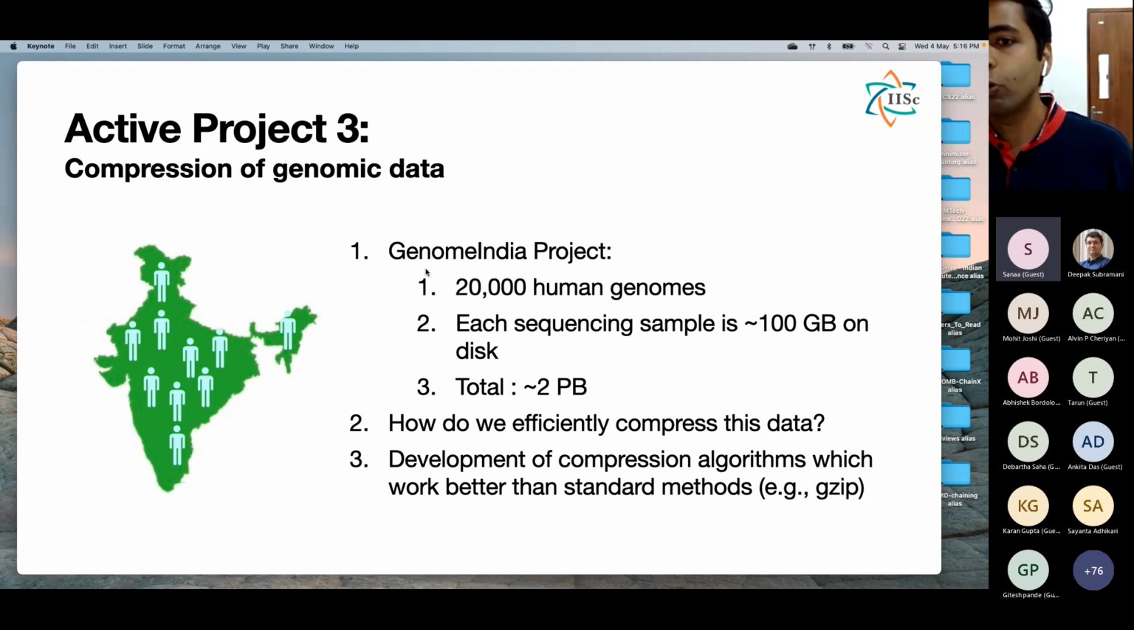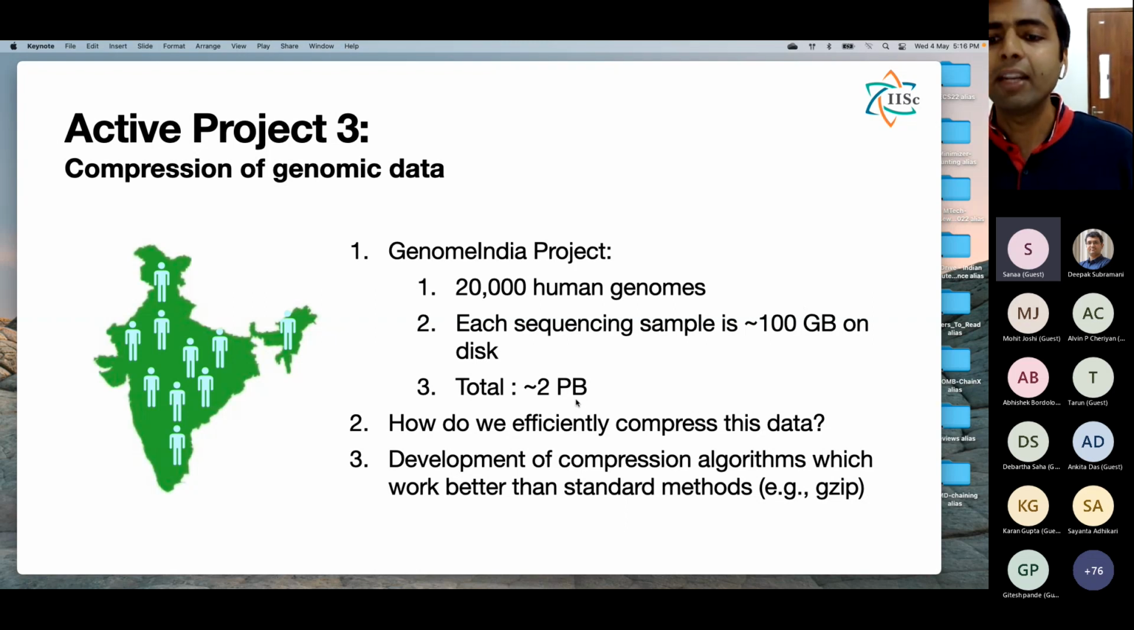Now, there are several biological questions that will be analyzed using this project. But on the computational side, there are also many interesting problems that have been motivated by this project. For example, one problem that we are addressing in our lab is how to compress this data. Each sequencing sample from a single individual consumes 100 gigabytes of space on disk. If you add all of them up, we are talking about 2 petabytes of space on disk.